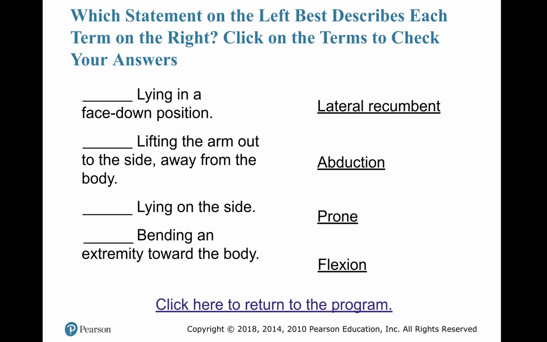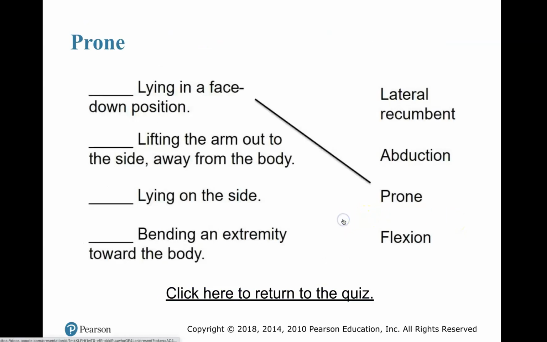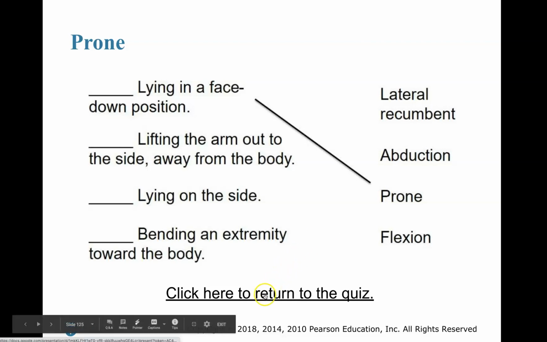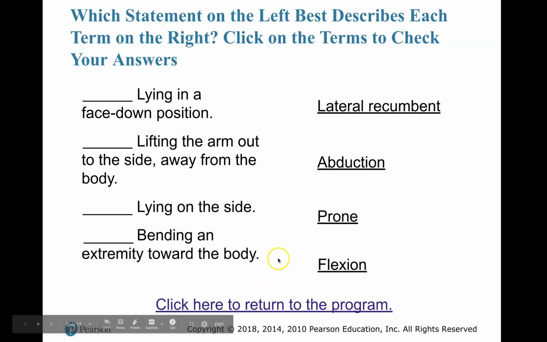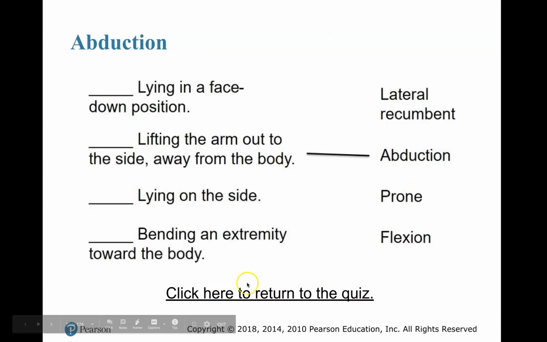Which statement on the left best describes each term on the right? Click on the terms to check your answers. Lying in a position face down. If you chose prone, you would be correct. Lifting the arm out to the side, away from the body. I know we haven't covered this yet, but use your best guess. If you chose abduction, you would be correct.